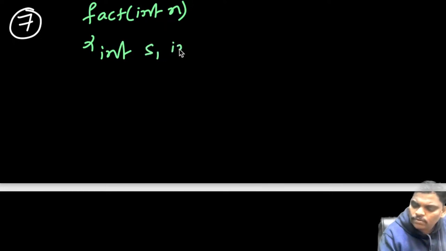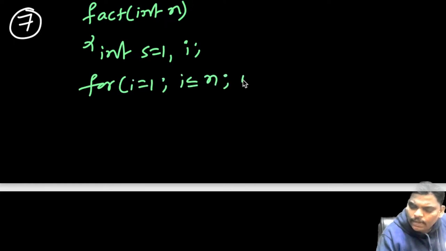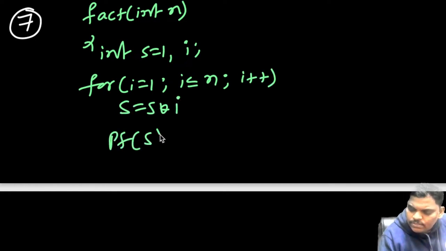If you want, I will write the non-recursive program again here, because some people are confused. int s; s = 1; for (i = 1; i <= n; i++) s = s * i; lastly, printf s. This is the program.